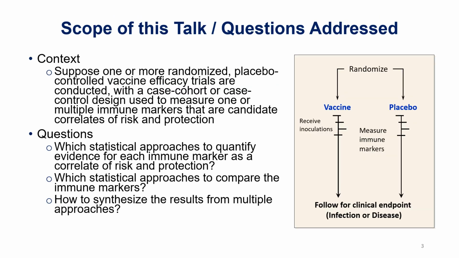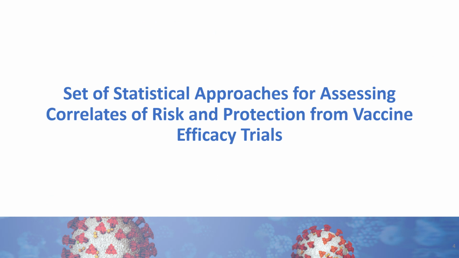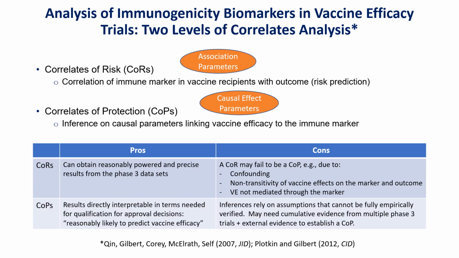And the scope of this talk: I'm thinking of randomized placebo-controlled vaccine efficacy trials that use a case cohort or case-control design to sample immune markers, one or more, and we're asking the questions: which statistical approaches can be used to quantify evidence for each marker as a correlate of risk and protection? Which statistical approaches can be used to compare the quality of a COP across the immune markers? And how to synthesize the results across the different approaches. So I'm going to go through a set of statistical approaches briefly on assessing correlates from a vaccine efficacy trial.